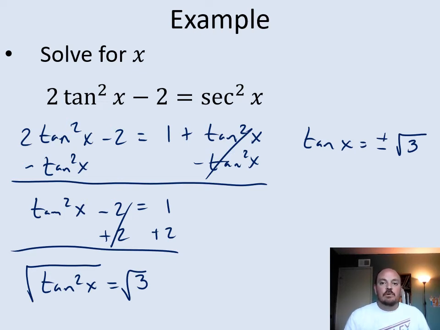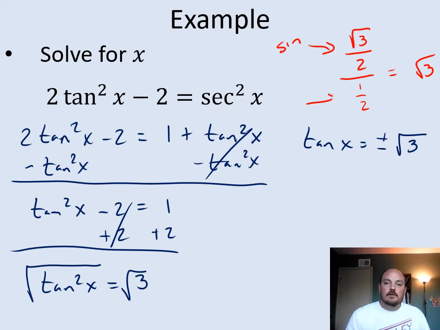Getting square root of 3 for tangent comes from having a radical 3 over 2 over a 1/2, because that would simplify to be radical 3. So really what you're looking for is the place where sine is radical 3 over 2 and cosine is 1/2. Now on the unit circle, that would be pi over 3. That would be the first place it happens.